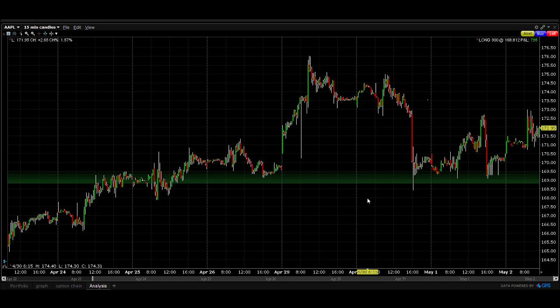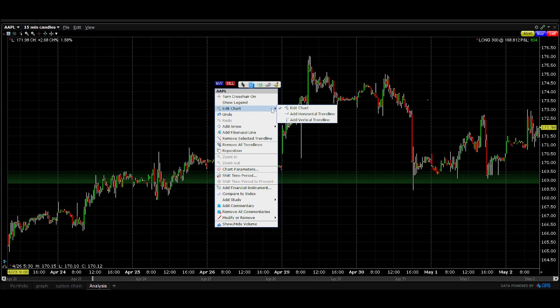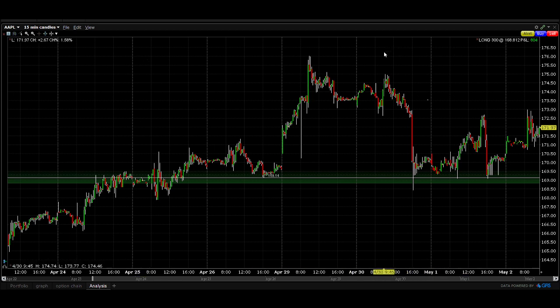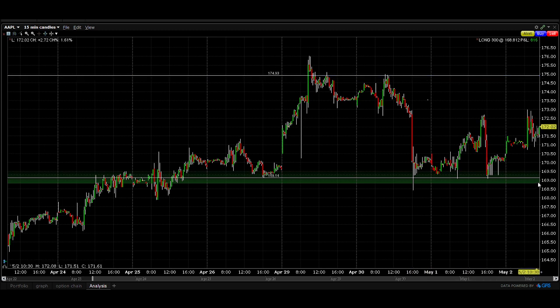Now, just for this example, I'm going to show you the iron condor strategy using support and resistance. Here we are going to draw a support level, and here we are going to draw a resistance level. Let's say here. Okay, so this is 175 and 169. So this is our range. Our prediction is that in the next 1 week, price will be between this range.